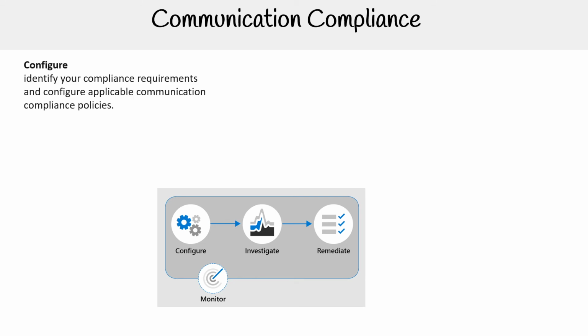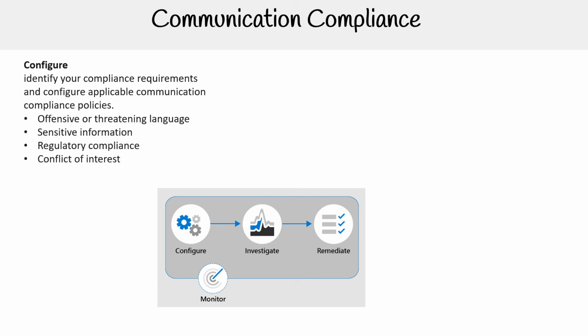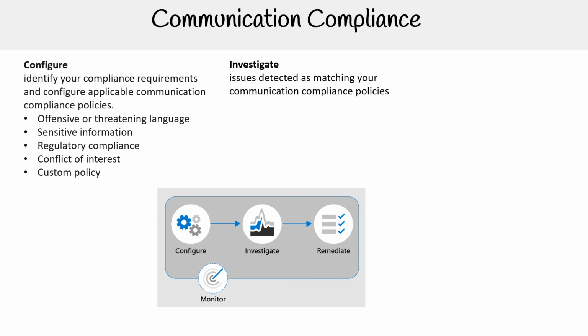So configure is identify your compliance requirements and configure applicable communication compliance policies. So offensive or threatening language, sensitive information, regulatory compliance, conflict of interest, custom policy. For investigate, issues detected as matching your communication compliance policies, alerts, issue management, document review, reviewing user activity history, filters.